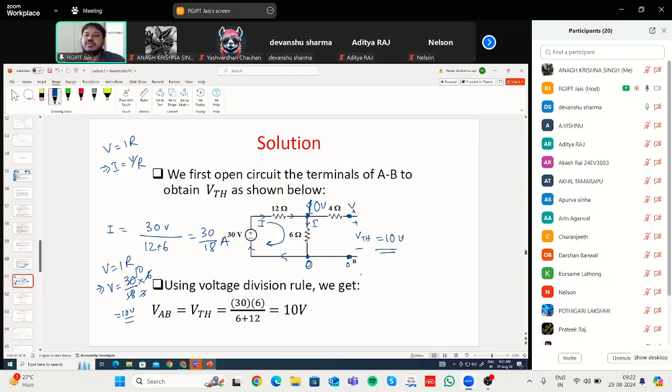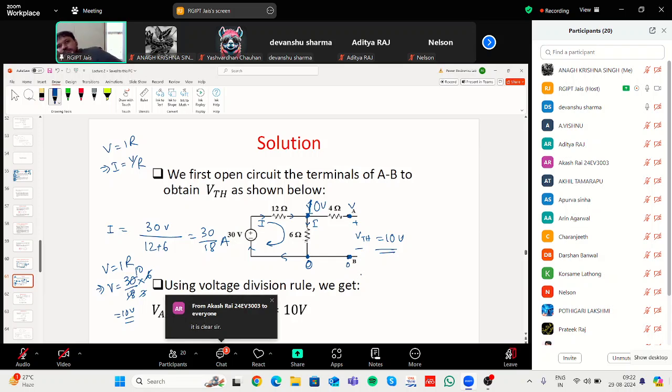Let me know if you have any doubt. This is the first step in solving Thevenin's theorem. Any doubt, please write it in the chat. You can unmute yourself and just let me know. It's clear. Okay.